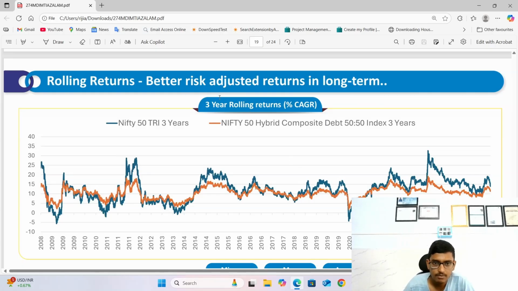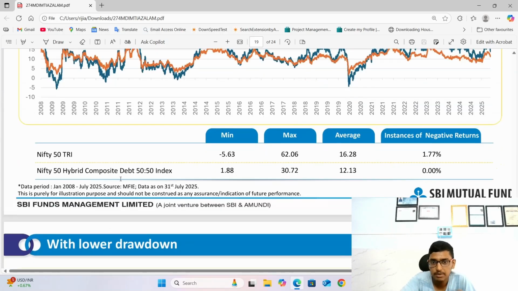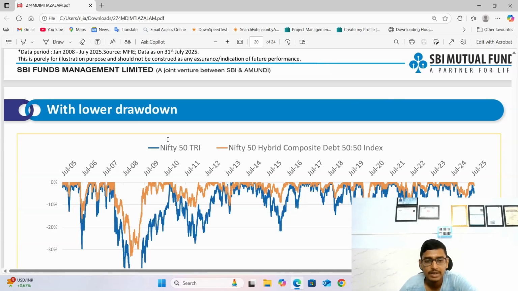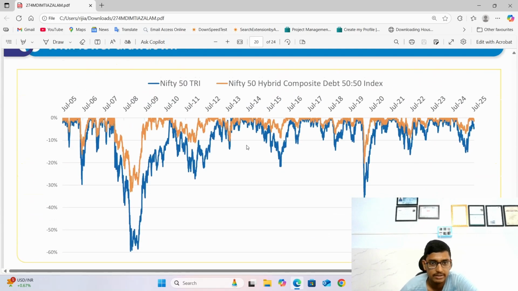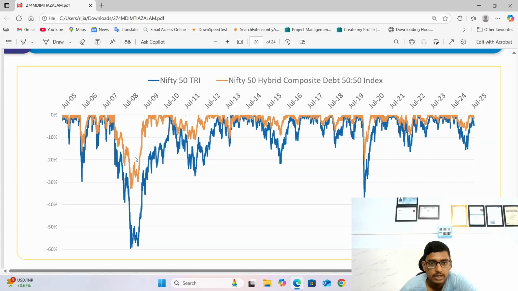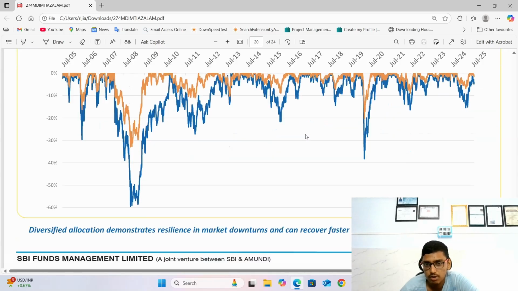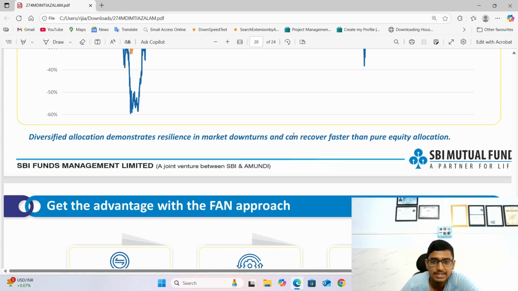Now here we see the rolling returns, better risk-adjusted returns in the long term. Sometimes, when there is a maximum return, Nifty gives you good returns. But at the minimum return, the hybrid index never gave you negative returns, while Nifty did. That is the use of dynamic asset allocation, or hybrid fund, with lower drawdowns. When there is a drawdown in the market, Nifty draws down very quickly, but hybrid funds have less drawdown. Diversified allocation demonstrates resilience in market downturns and can recover faster than pure equity allocation.